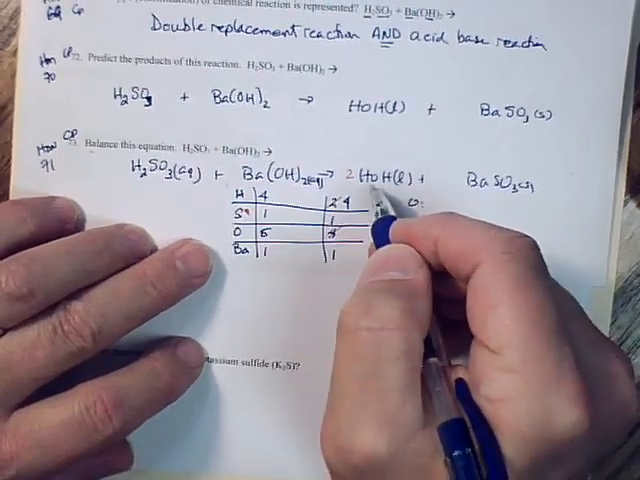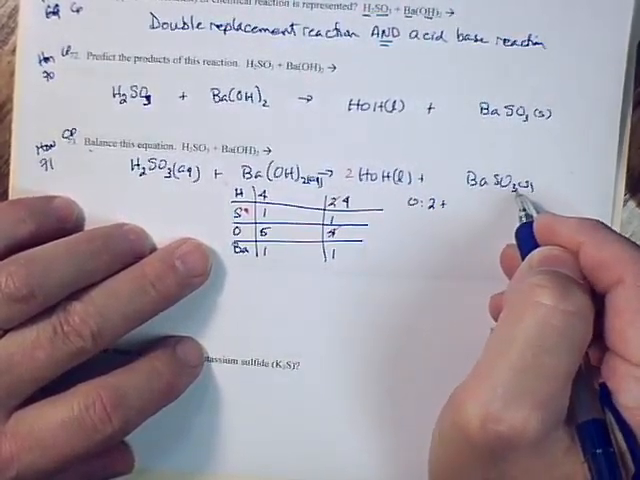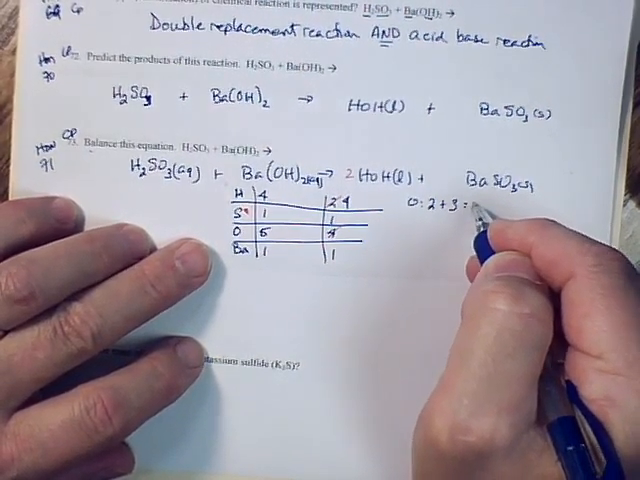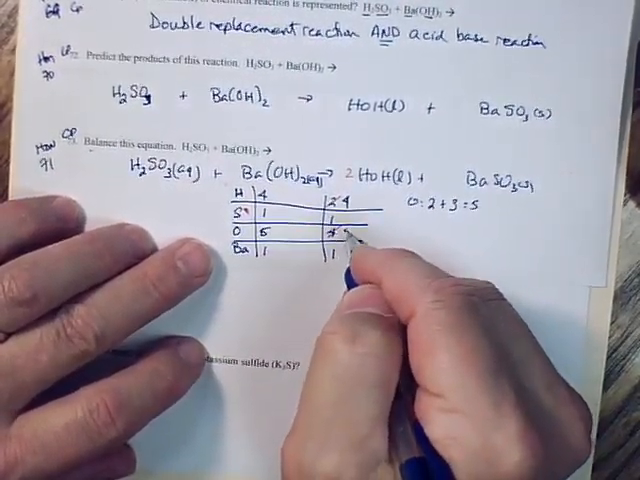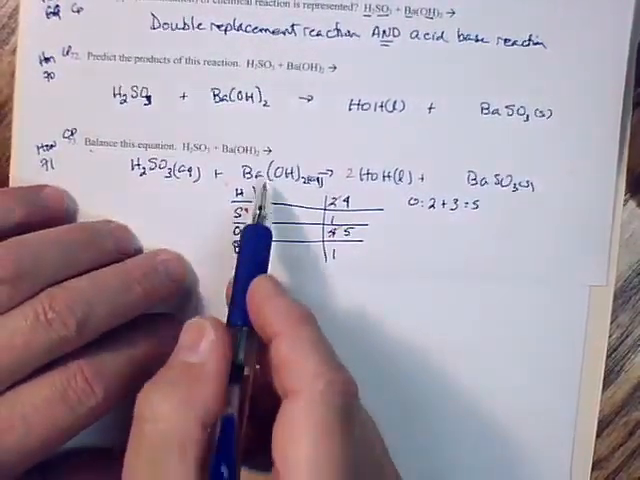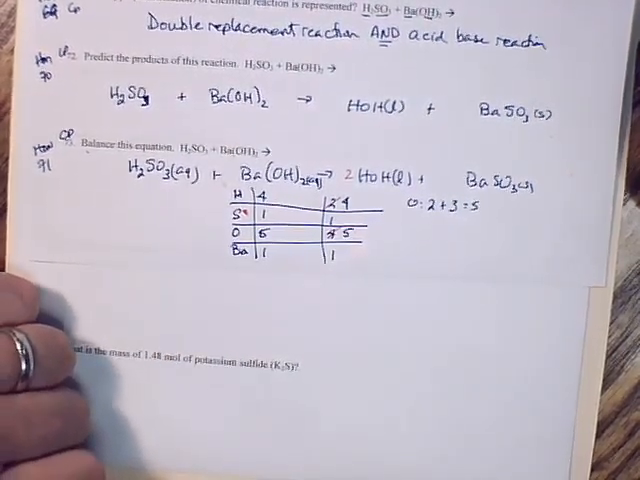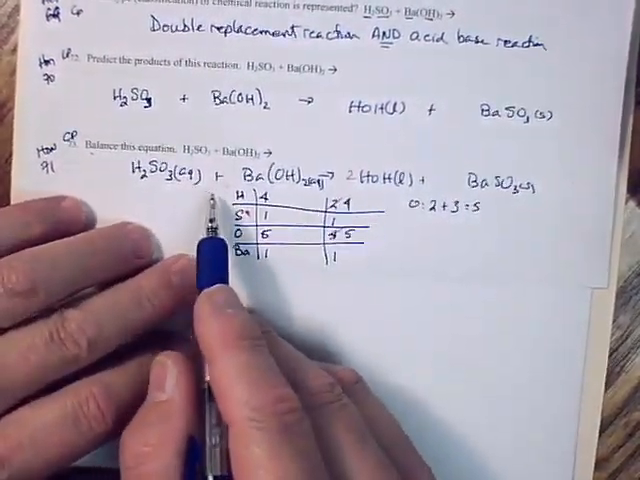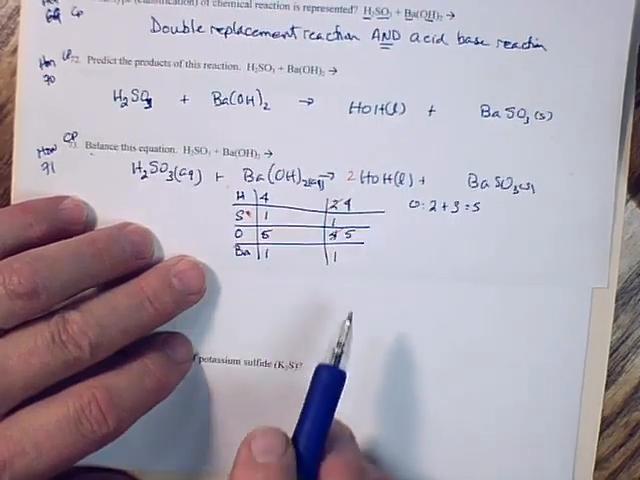So the number of oxygens I have here is 2. The number of oxygens I have here is 3. And that's a total of 5. So now we have 5 oxygens, and I can see that the number of atoms on both sides of the equation is balanced or even. So that's a balanced equation now with just this coefficient 2 there.